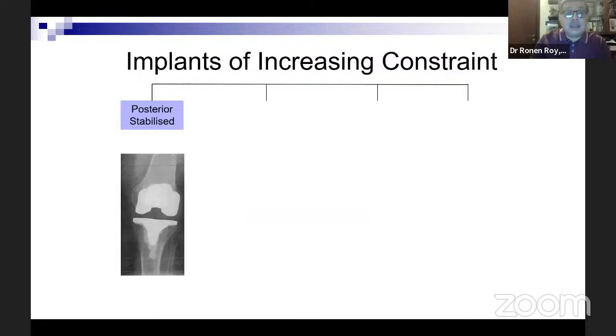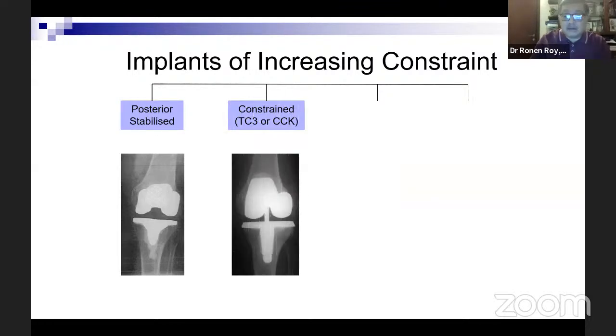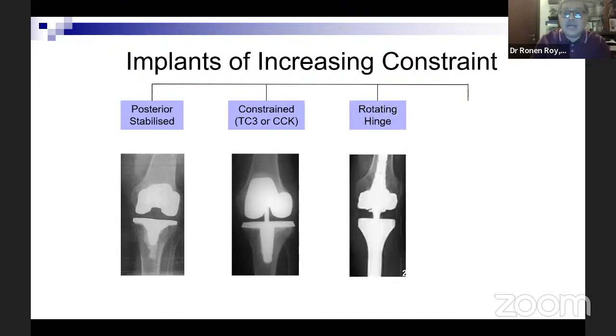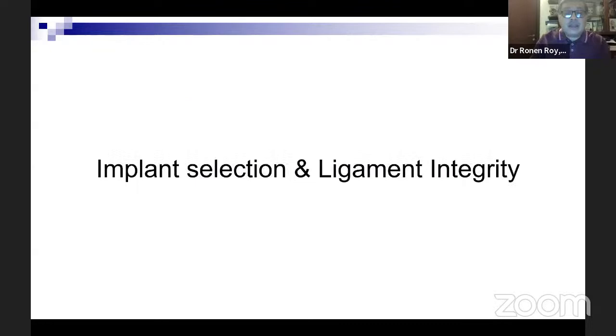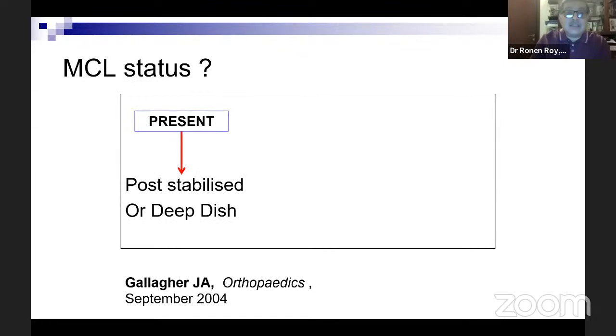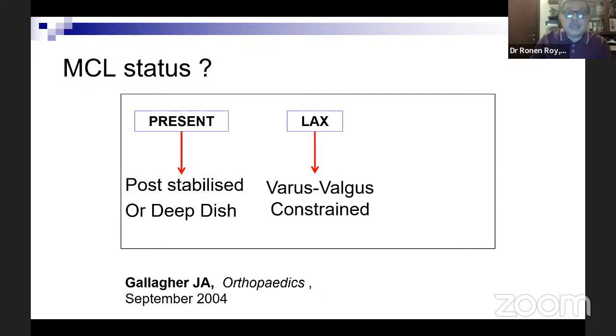the posterior stabilized knee is obviously going to be more constrained than your cruciate retaining knee. Next, you come to the valgus varus constrained knees. That's like the TC3 or the CCK knees. Then you go on to the rotating hinge. And finally, you come to the fixed hinges. So finally, you look at the implant that you're going to use and check the ligamentous integrity. If the MCL status is intact, you can do a posterior stabilized or a deep dish design. If it's lax, then you can do a varus valgus constraint. And finally, if it's absent, then you should consider a hinge.